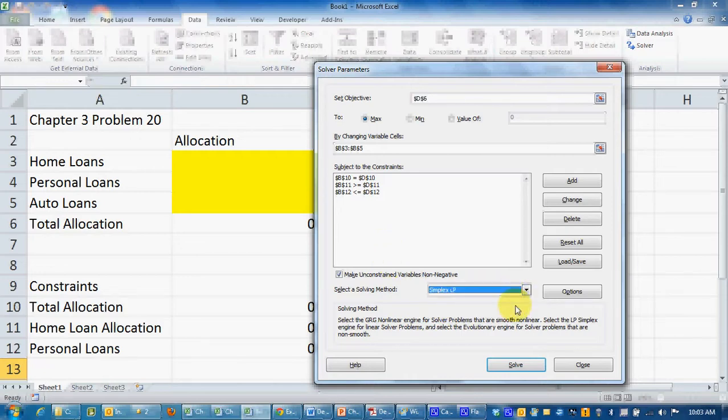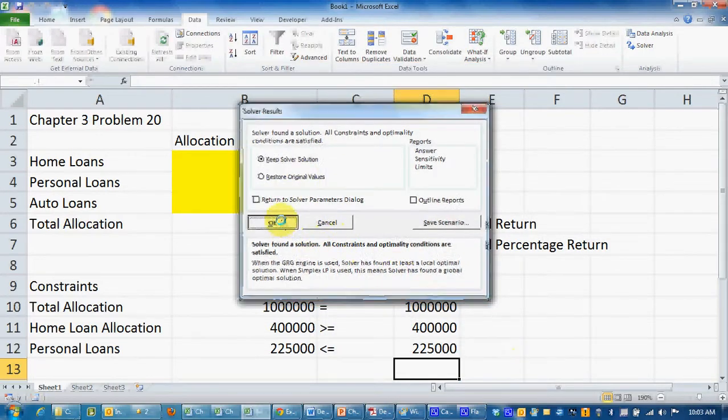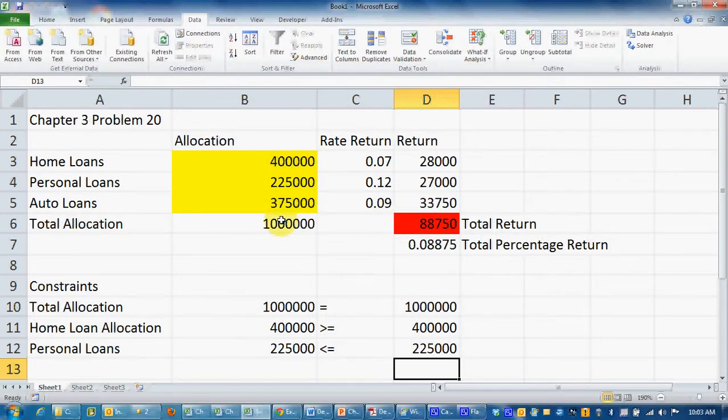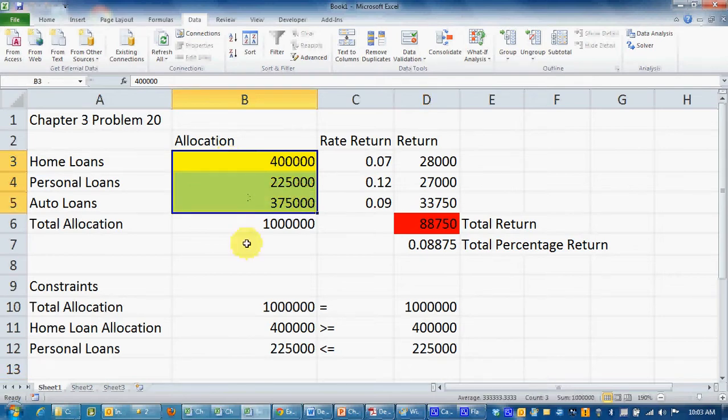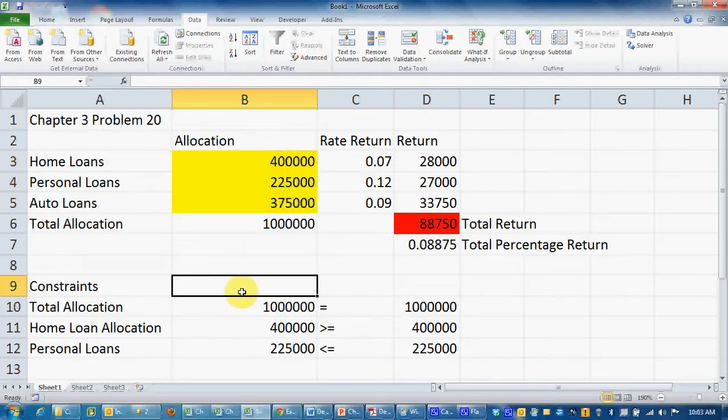We want to make sure it's set up to be linear. And let's go ahead and solve. And our answer is 88,750 for a total return. Our allocations are over here, and this is correct. Now let's move on to part C.